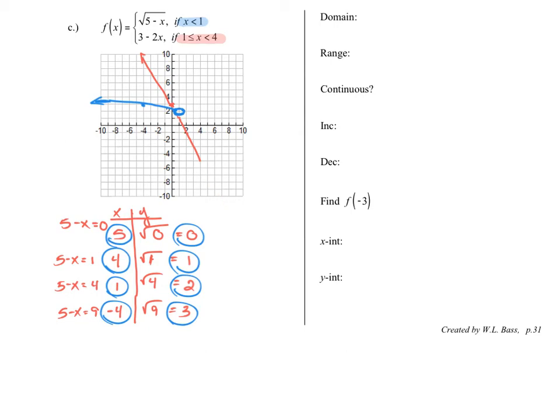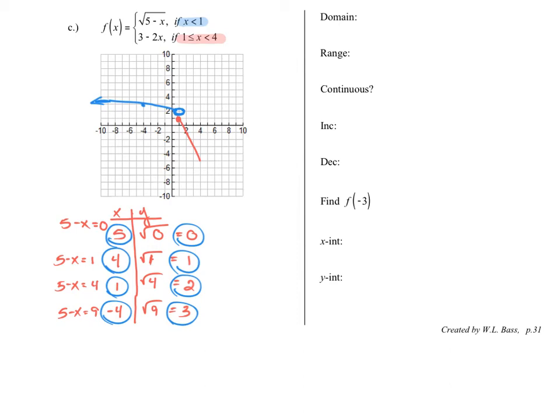And at my x value of 1, everything to the left of that needs to go away. Now I can go back and fill in some points here. Specifically at x equals 1, it wants to give me a solid dot. So at x equals 1, that means I have the point 3 minus 2, or 1. So I have the point (1, 1).